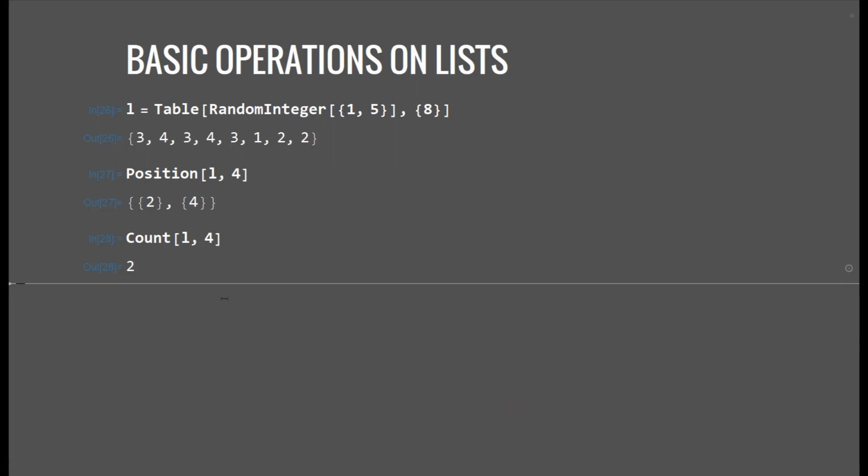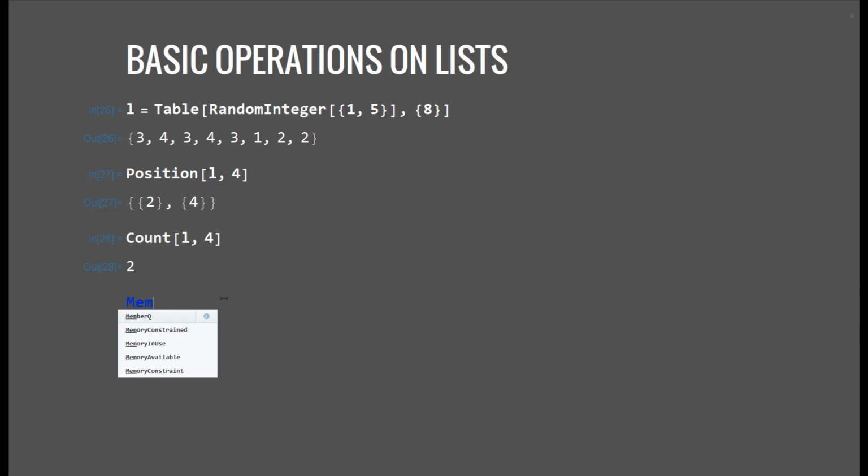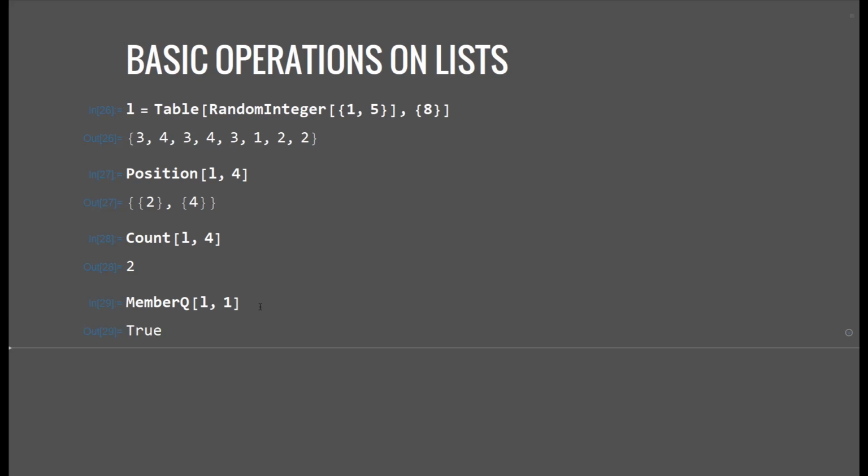Now, if you want to check that something is in a list, you can use MemberQ, and MemberQ is going to check whether or not something is in a list. So let's say, for example, L, comma, and let's ask for 1. This is going to tell me whether or not 1 is an element of that list. In this case, it is True. Now, if I change that, for example, to a 5, it's going to give me False, meaning that 5 is not an element of that list.